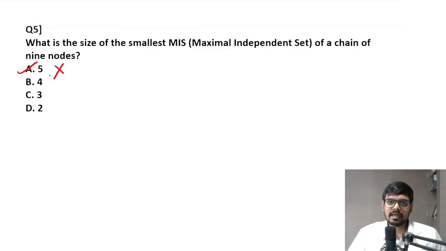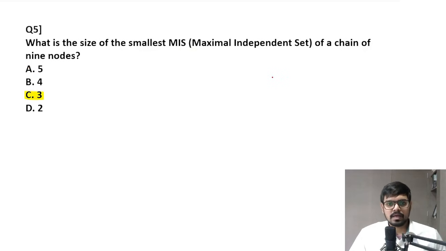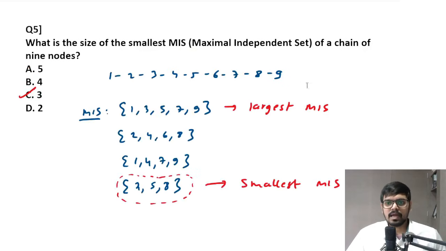That is wrong. In the class I have explained that MIS is not maximum independent set. Both of them are different. Maximal independent set is different, maximum independent set is different. Do not get confused. If you remember the lecture, if you have revised it, then you know very well that we can take an example and work on it. So I'm taking an example. This is my 9 nodes like a chain, okay, and I can create various MIS.